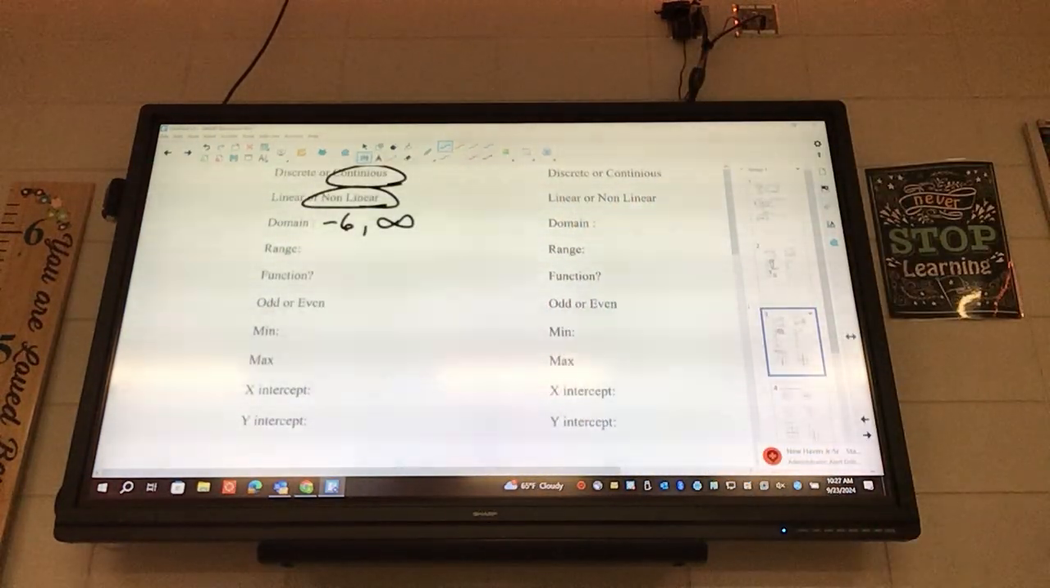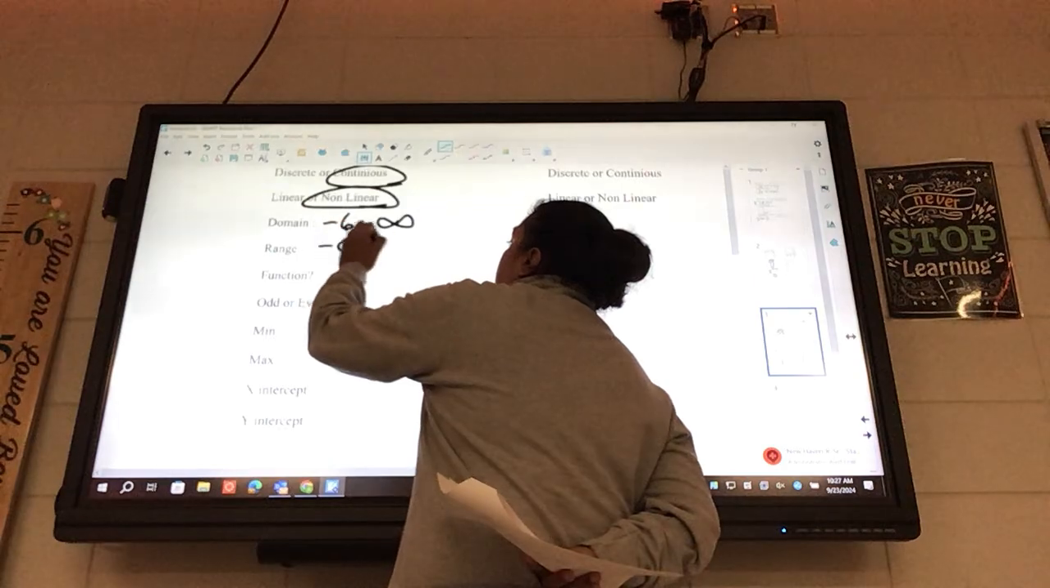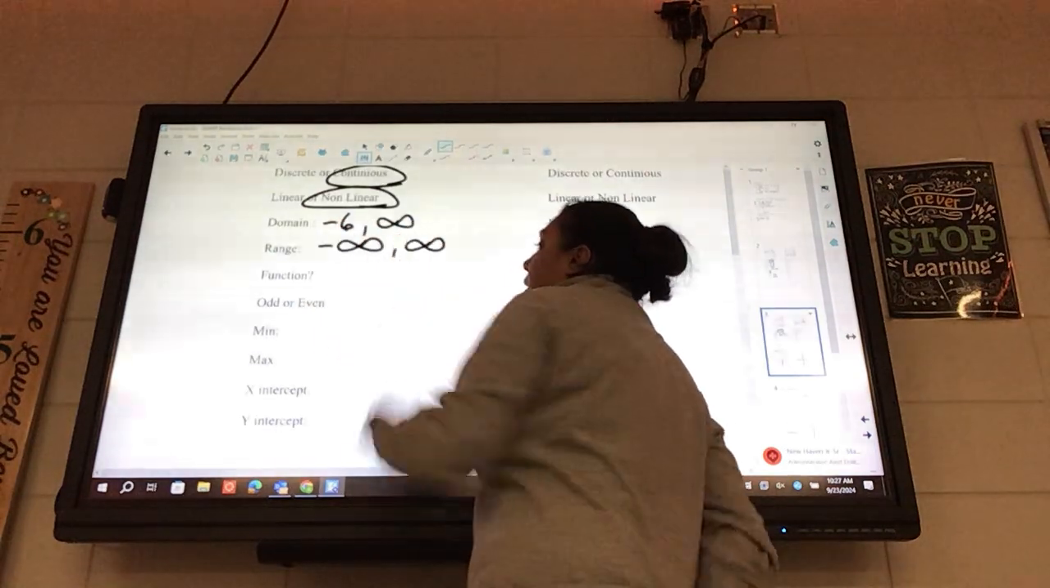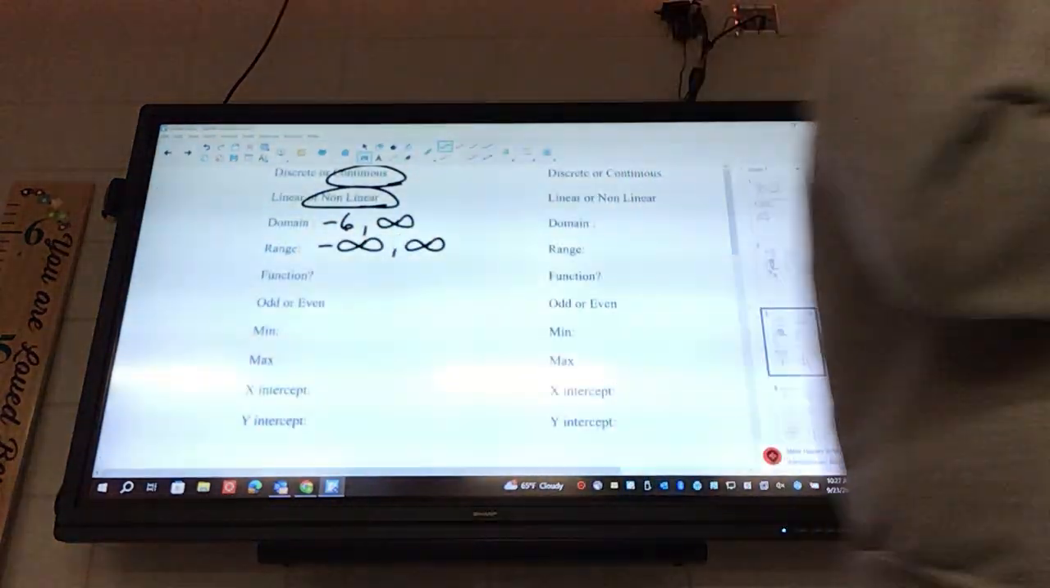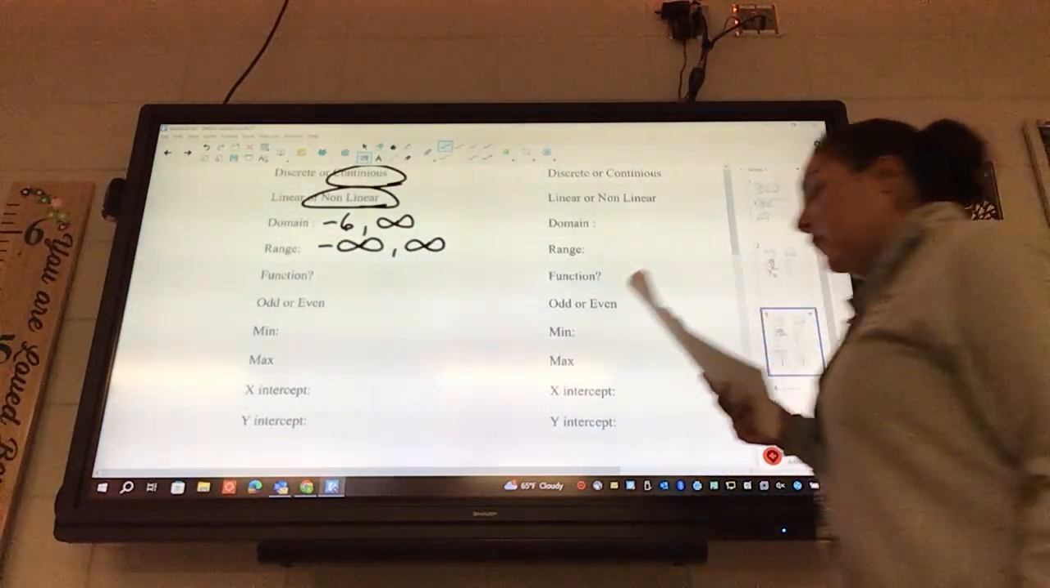The range, where does it start at the bottom? Negative infinity. Where does it finish at the top? Positive infinity. Is this a function? No.